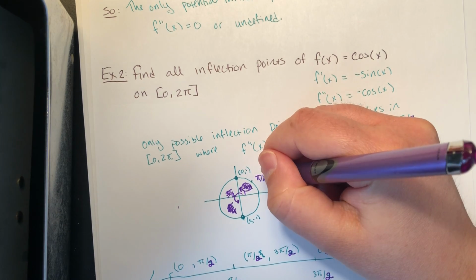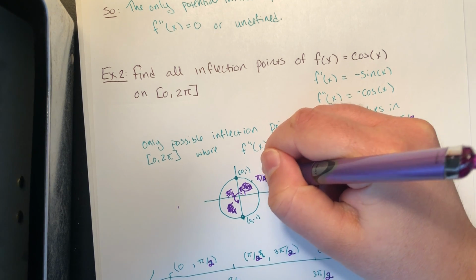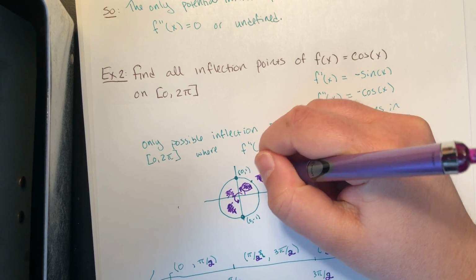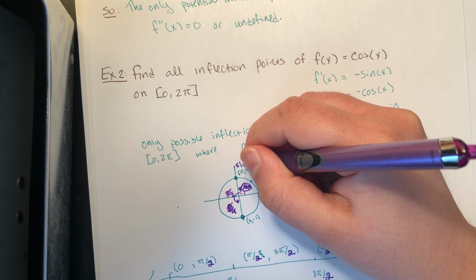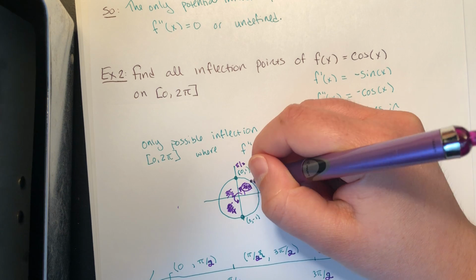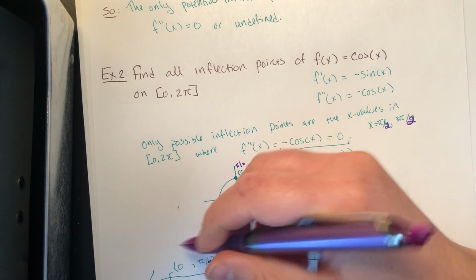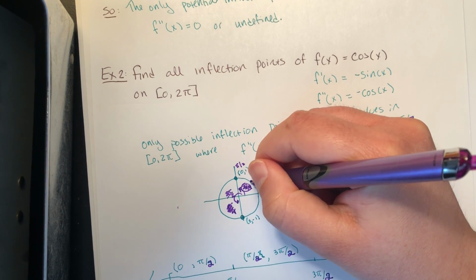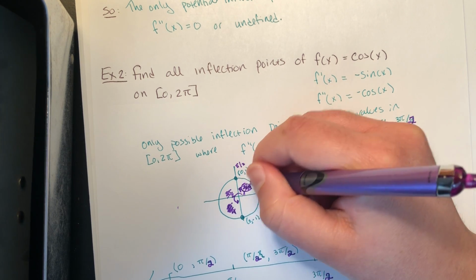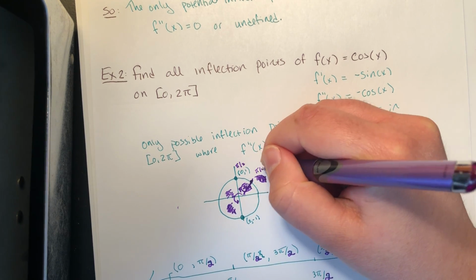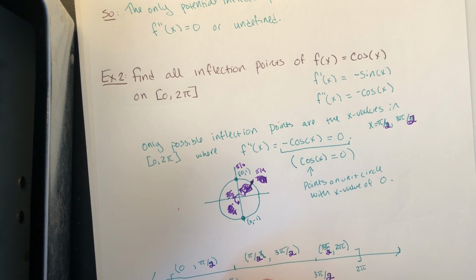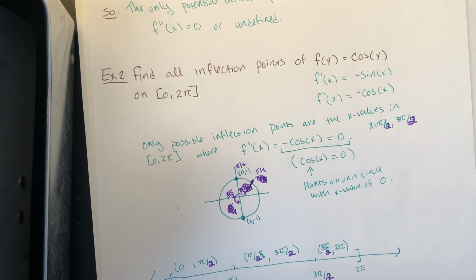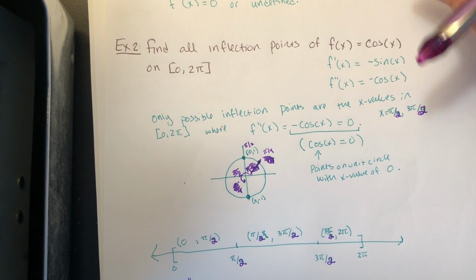So this is pi over 4, right? This angle here is pi over 2. And so if we want to test a point in this interval from 0 to pi over 2, you'd want to pick something like this. This angle here is the angle pi over 4. So let's plug pi over 4 into our f double prime function to test whether the sign is positive or negative.